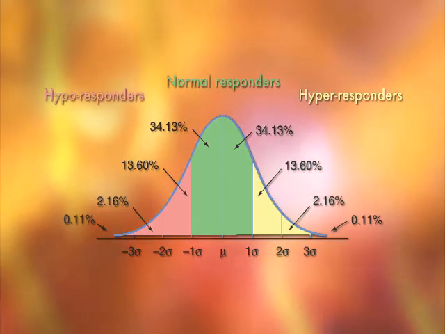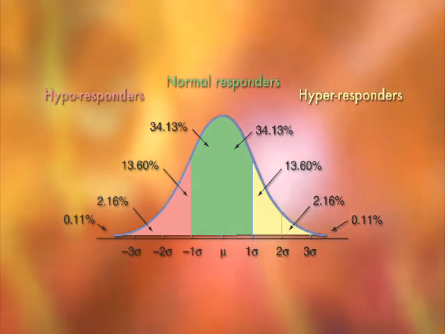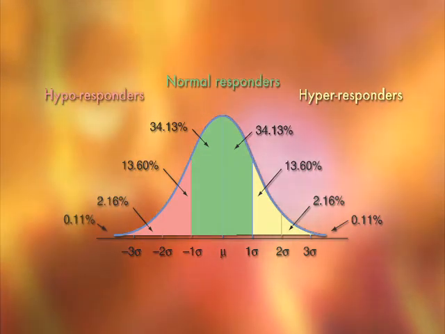The last 15% are hypo-responders, persons in whom the average dose of a drug does not provide the desired clinical effect. For lidocaine with epinephrine, these patients may have pulpal anesthesia lasting for only 45 minutes, 30 minutes, or in some cases as short as 15 minutes. This is normal and to be expected whenever drugs are administered.